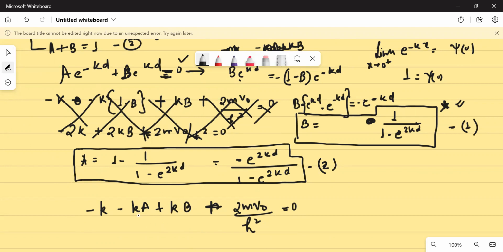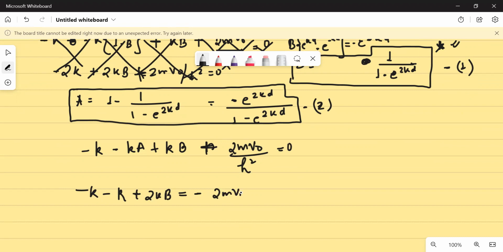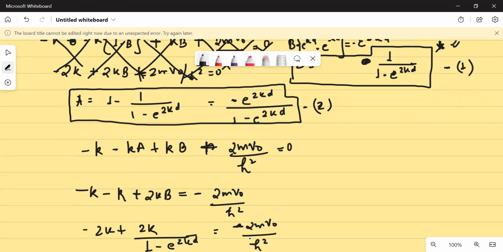Remember. Just try to replace a as 1 minus b. So what you will get, because now we know about b, so I can write minus k, and then you have plus kb, so you have plus 2kb is equal to minus 2m v naught upon h cut square. Okay, and b you can write as 1 upon 1 minus e to the power minus 2kd. So I can write minus 2k plus 2k upon 1 minus, I think, e to the power 2kd is equal to minus 2m v naught upon h cut square. Is that clear? I don't think there is an issue till now.